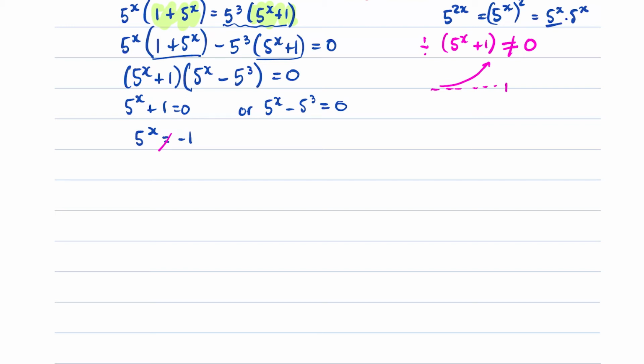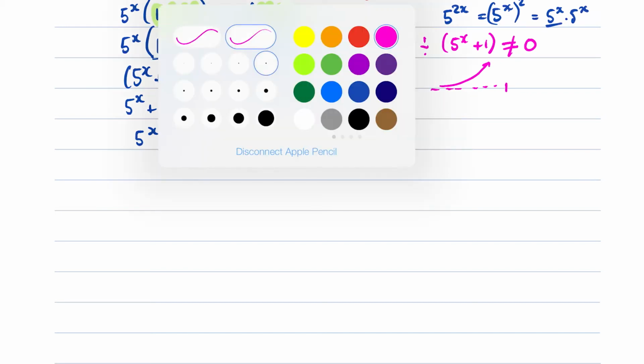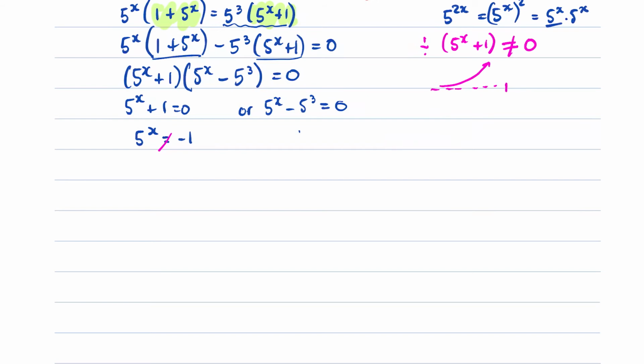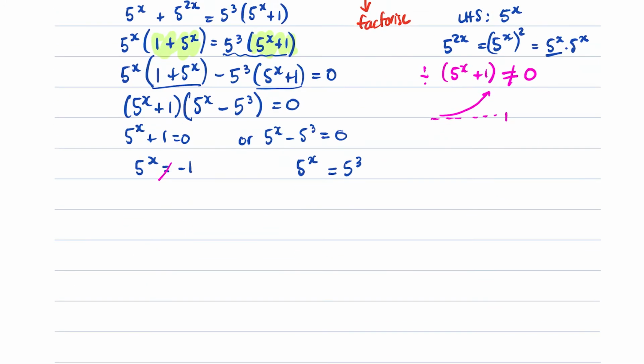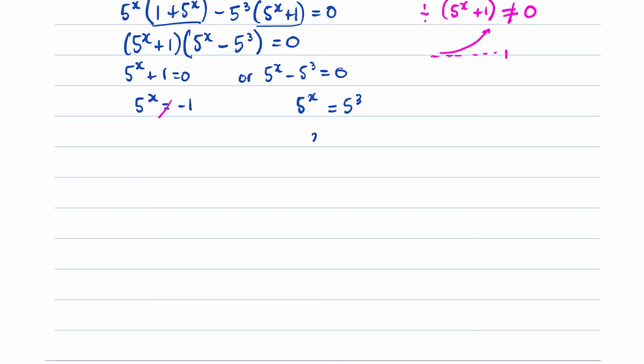So you could have gone and divided by 5 to the x plus 1. And if you'd done that, you'd be left with only the second part here. If we go and solve this by adding 5 cubed to both sides, we can now see that we're back up to this original idea that I've got the same base on both sides, and therefore those exponents have to be equal.